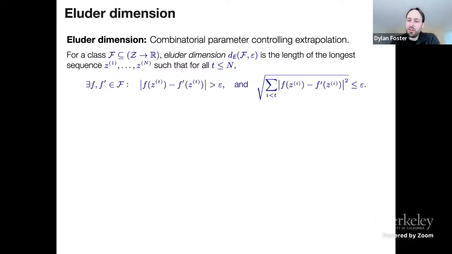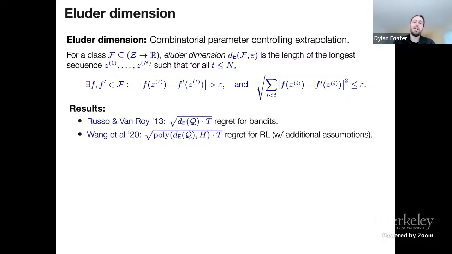And this is pretty natural if you work with algorithms based on least squares, like the LSVI method we just saw. So eluder dimension means I cannot get surprised many times at a given scale before I stop making mistakes. And indeed, what Russo and Van Roy showed is that for bandits, you can get regret proportional to eluder dimension.